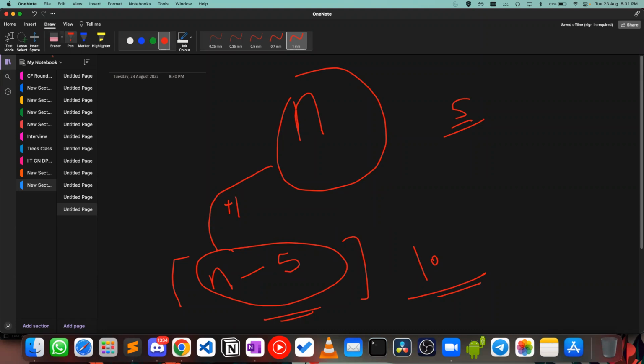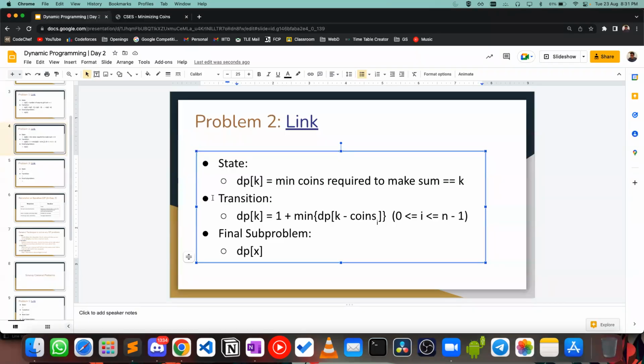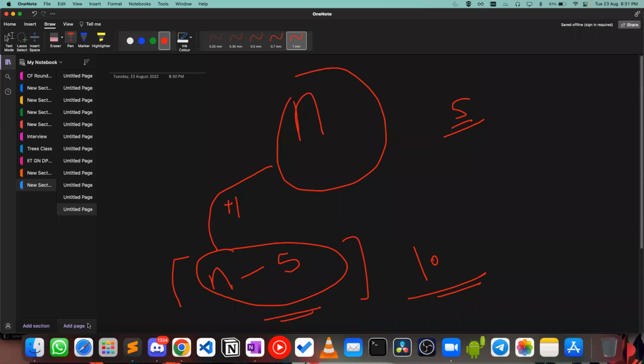Okay, great. So before we move ahead, you guys understand the state, you also understand the transition. Tell me, what is the time complexity of this problem?